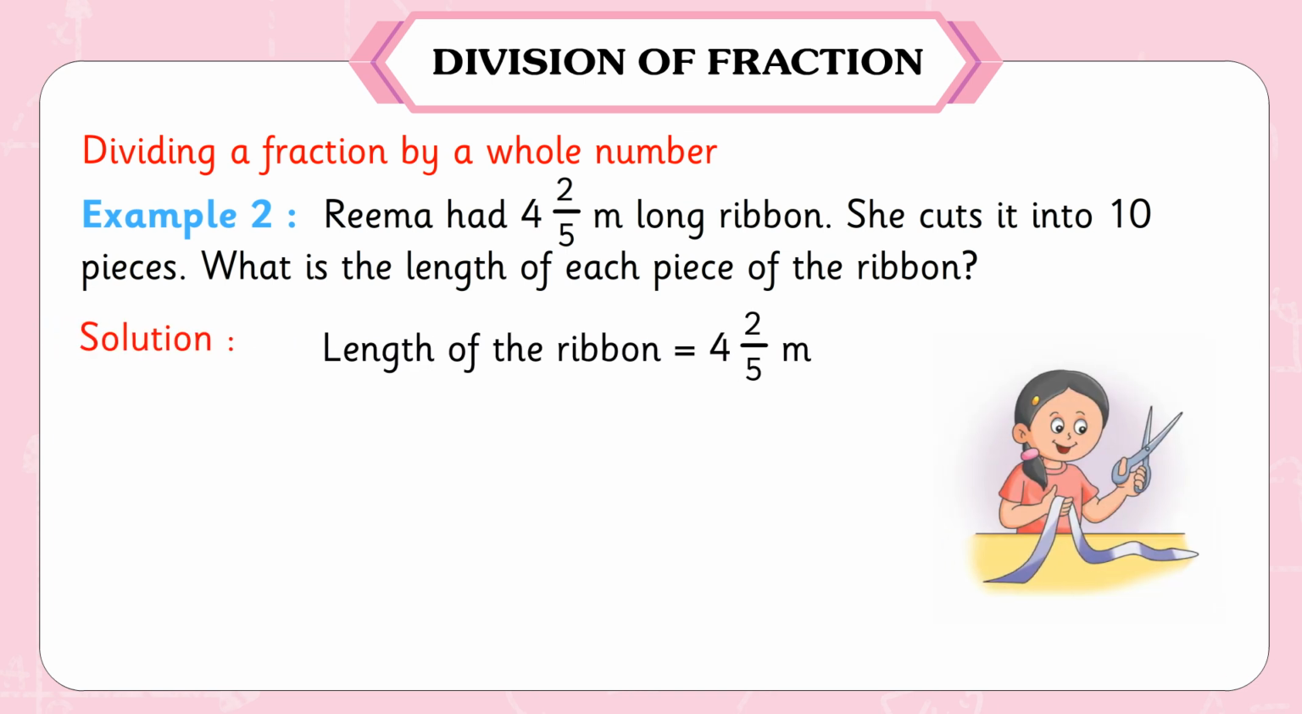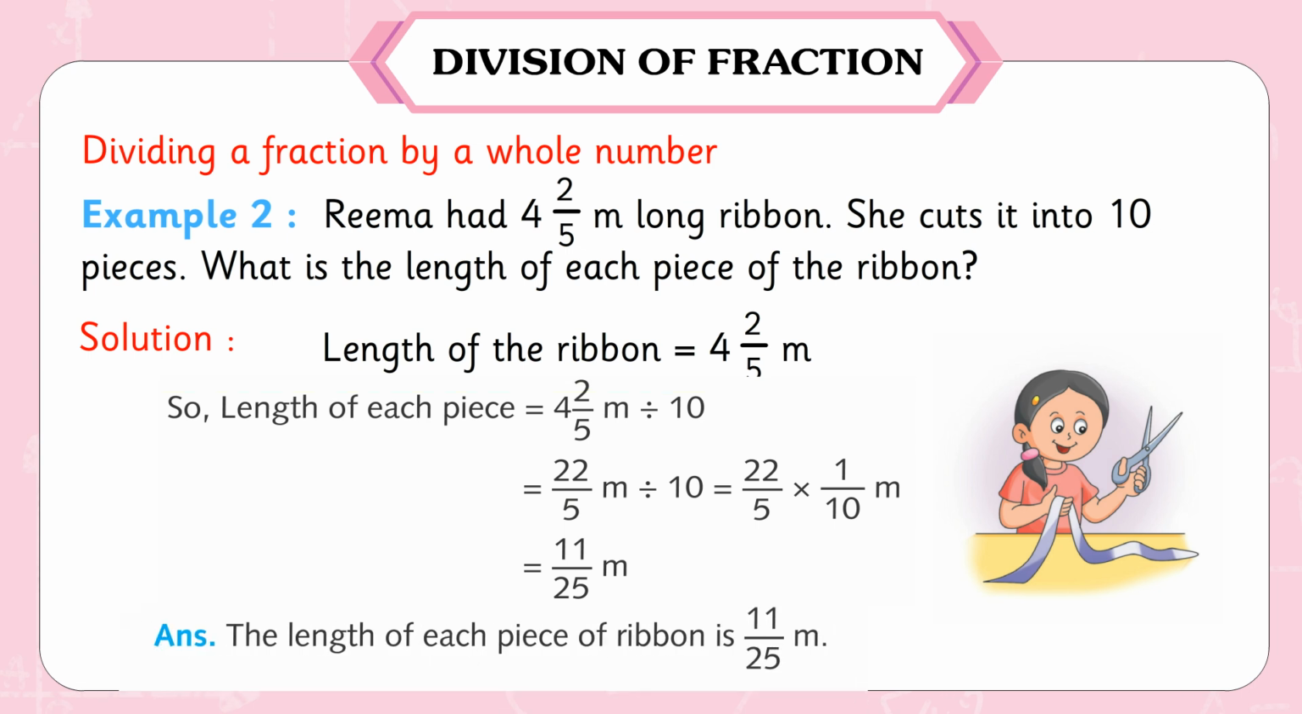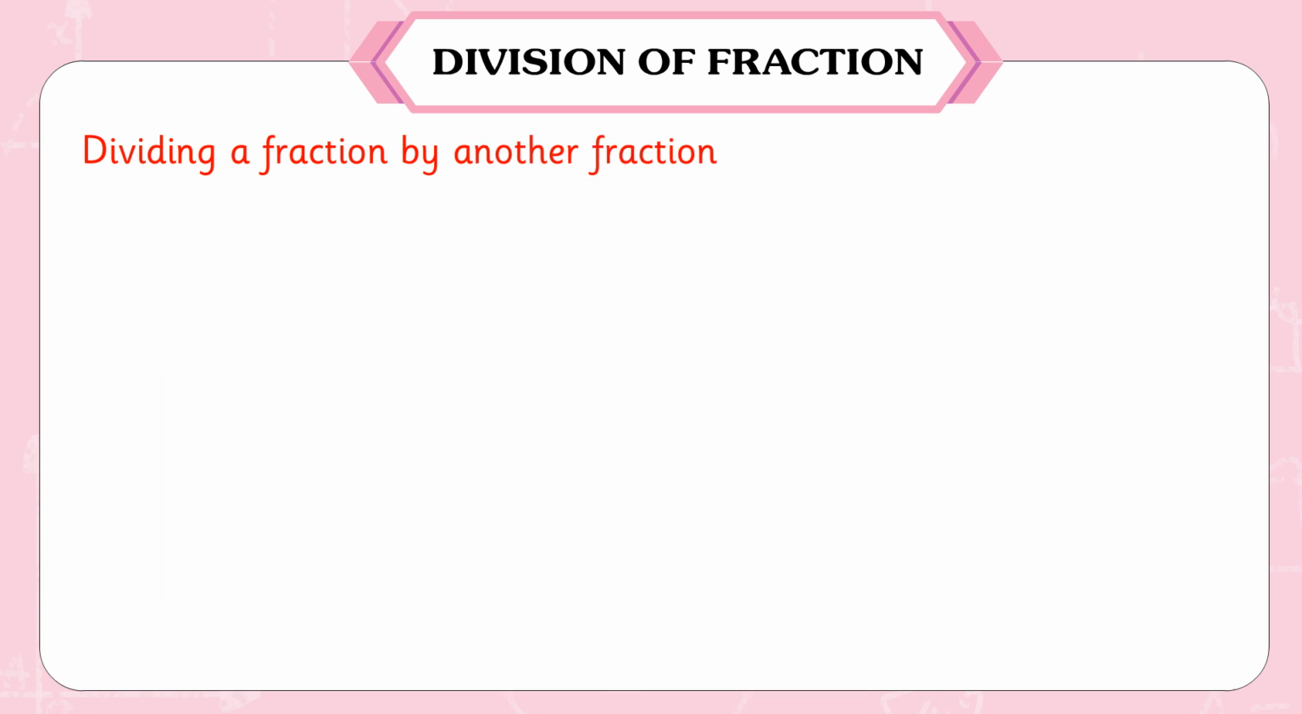Solution. Length of the ribbon is equal to 4 whole 2 by 5 meters. Number of pieces cut is equal to 10. So, length of each piece is equal to 4 whole 2 by 5 meters divided by 10 is equal to 22 by 5 meters divided by 10 is equal to 22 by 5 into 1 by 10 meters is equal to 11 by 25 meters. Answer. The length of each piece of ribbon is 11 by 25 meters.